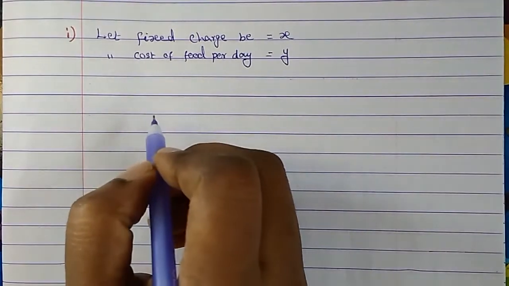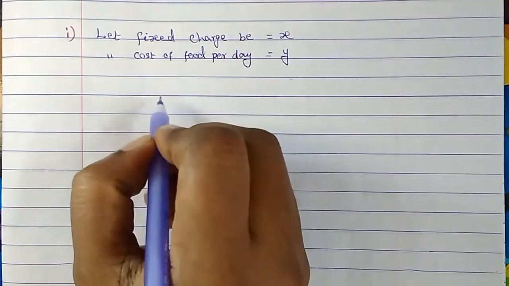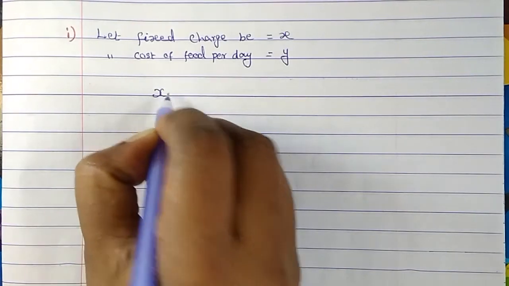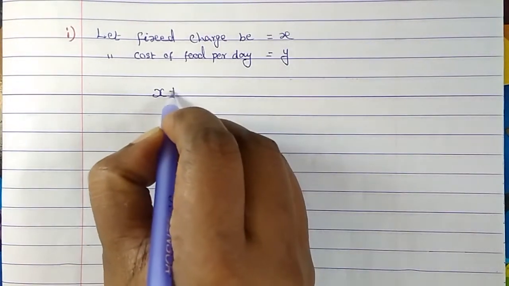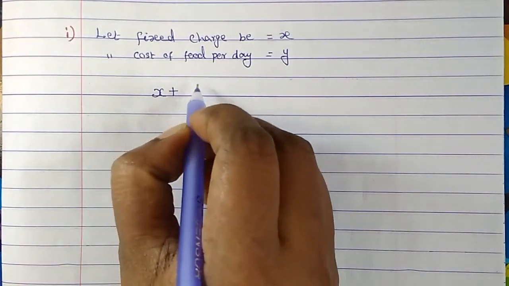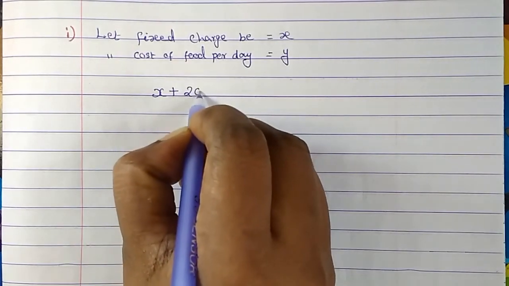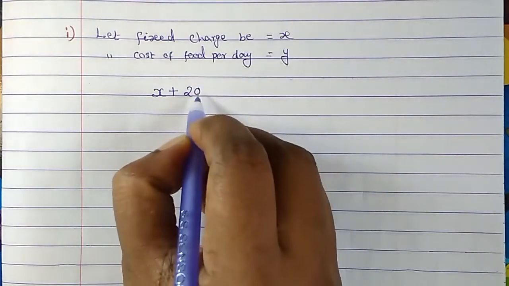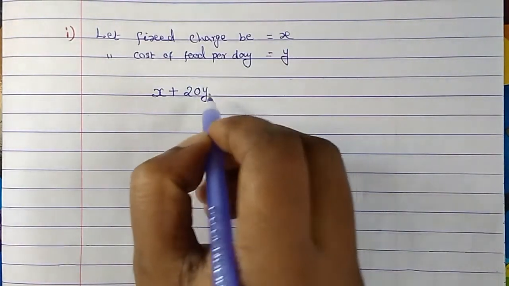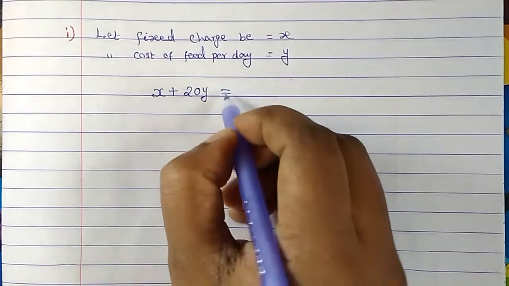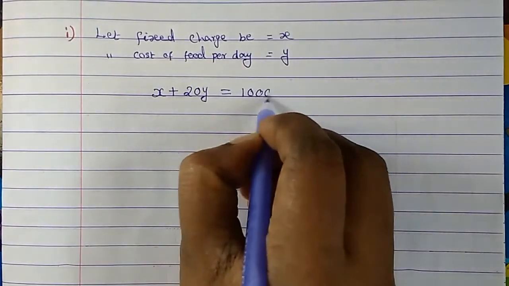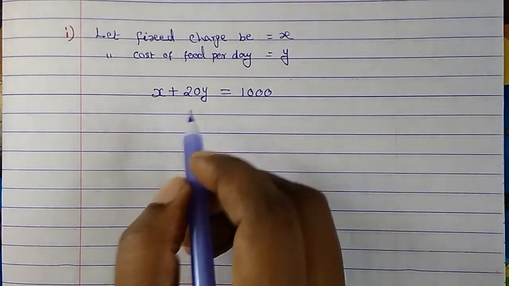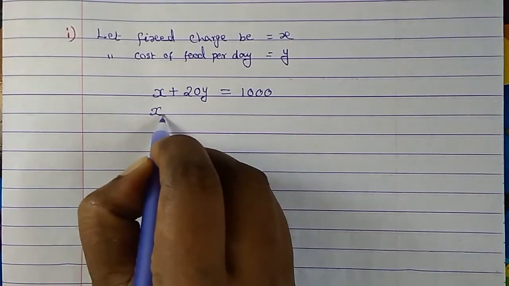So first A. The student A stays in the hostel, right? So that fixed charge she has to pay, plus how many days she is staying? She is staying for 20 days. For 20 days, per day food charge is y, so 20 days food charge will be 20y. And in total how much is she paying? She is paying 1000.